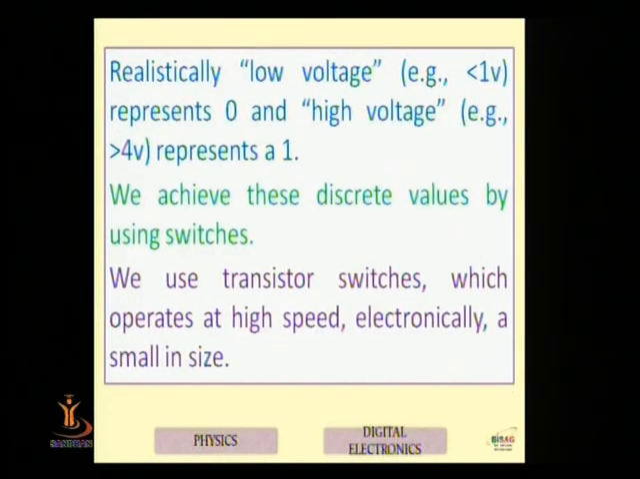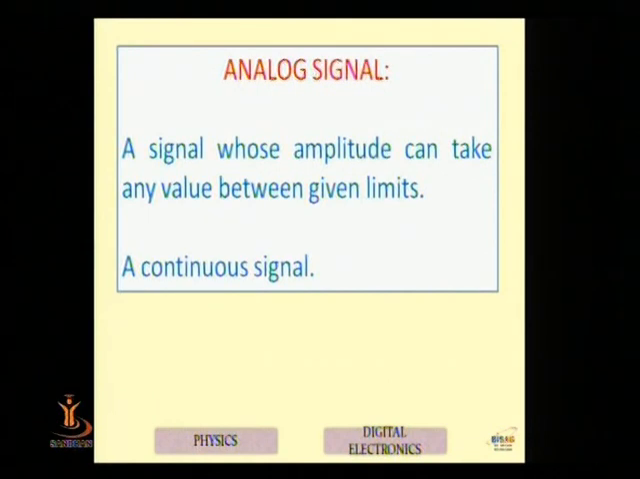Now in real life, low voltage means a voltage which is less than 1, and it represents logic 0, and high voltage means a voltage which is greater than 4 and is represented by 1. We achieve these discrete values by using switches. Switches are the best example of digital logic, and a transistor as a switch is the best example, and it is used widely due to its smaller size.